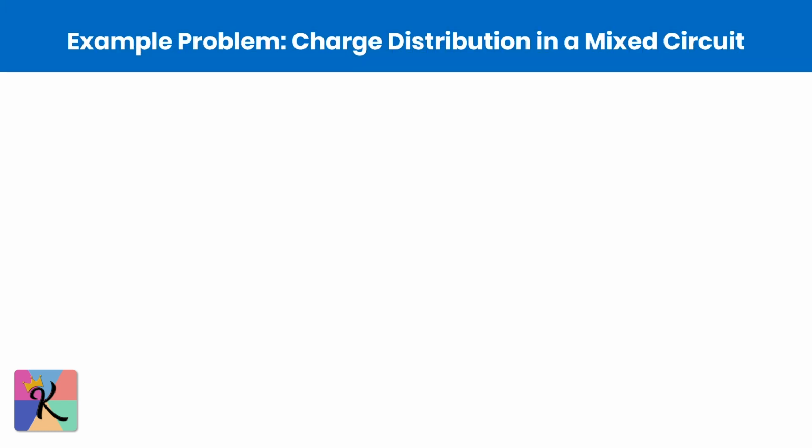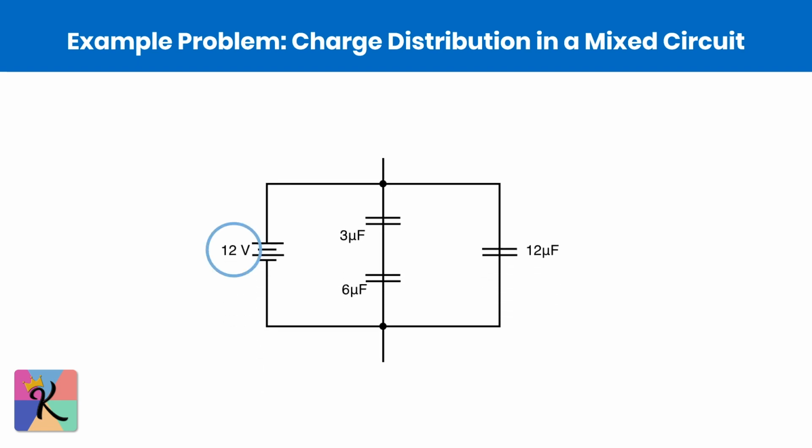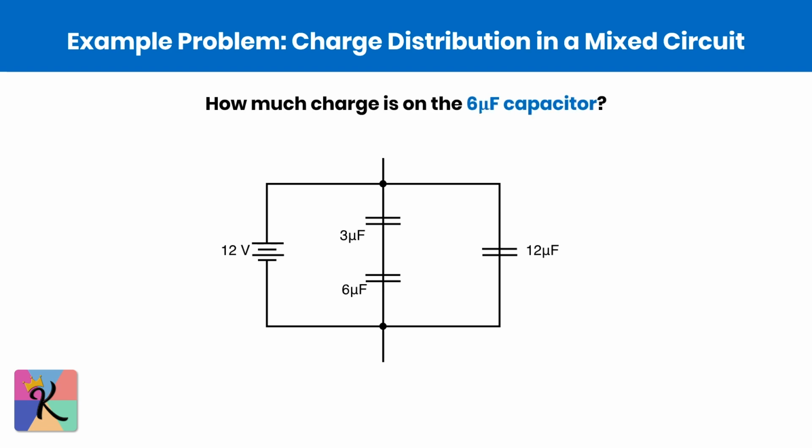Example problem, charge distribution in a mixed circuit. Let's tackle a problem. A circuit has a 12-volt battery connected to 3 capacitors, one of 3 microfarads, one of 6 microfarads, and one of 12 microfarads. How much charge is on the 6 microfarad capacitor?